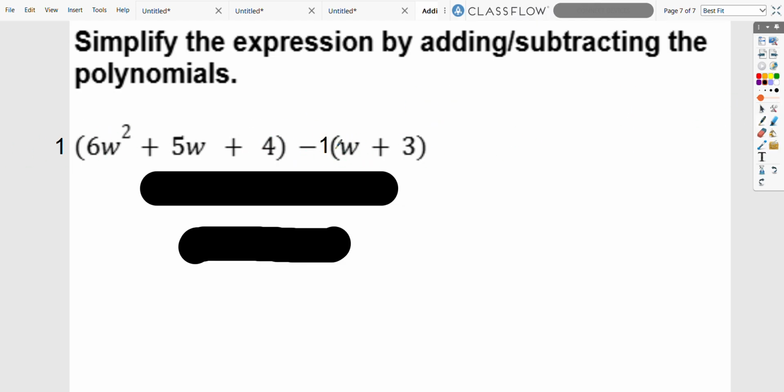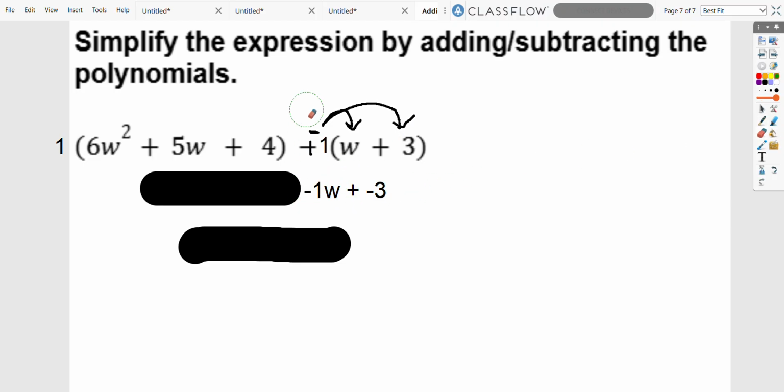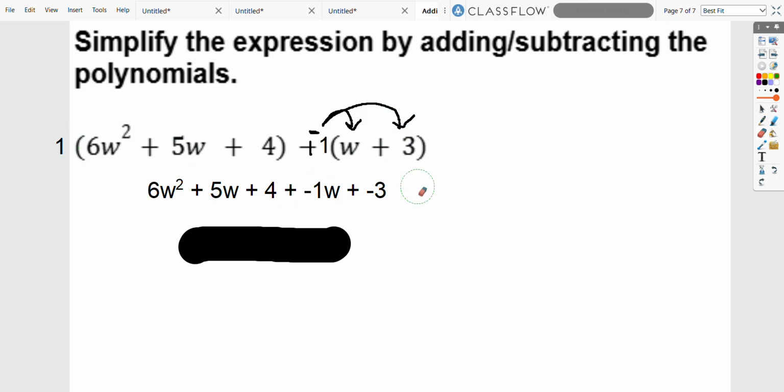Lastly, we're subtracting them now, so we put the invisible ones again. We remember to distribute, but this one becomes a negative one that we're distributing. So when you multiply these, it's going to become negative, right? We have -1 times w is -1w, -1 times 3 is -3. And when we multiply this one through, we get all the same thing.